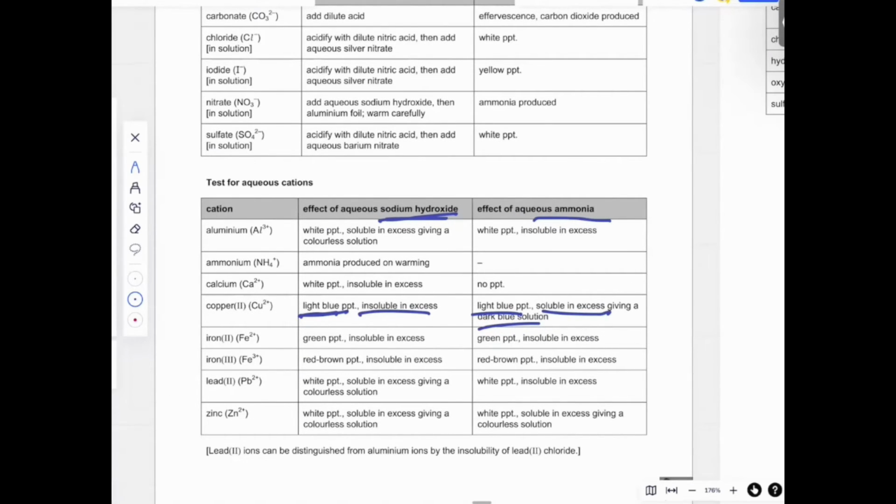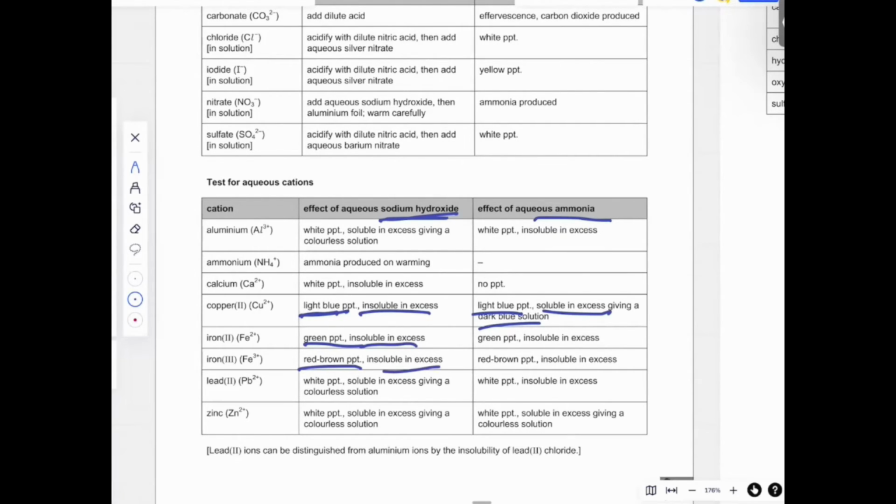How about this one? Fe2+ and Fe3+. Green precipitate and reddish brown precipitate. Both of them are insoluble in excess. See, it's getting more complicated.